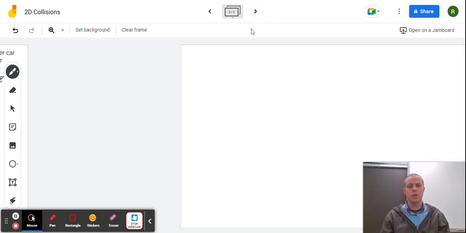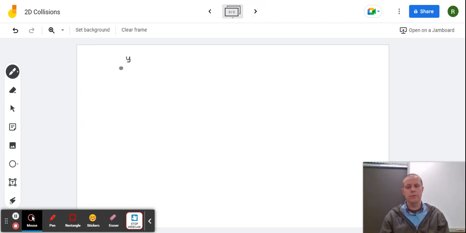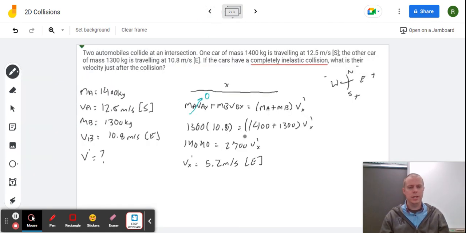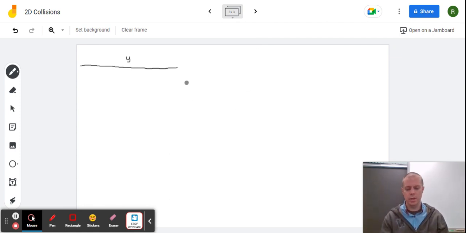Okay? So now we need to figure out the y direction. Unlike in the last problem, here we were able to solve for everything we needed on one side. So what we're going to do here is find the x, find the y, and then assemble them into a complete vector.